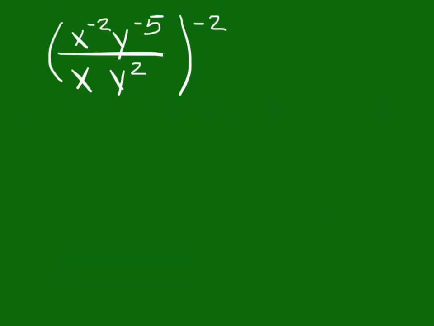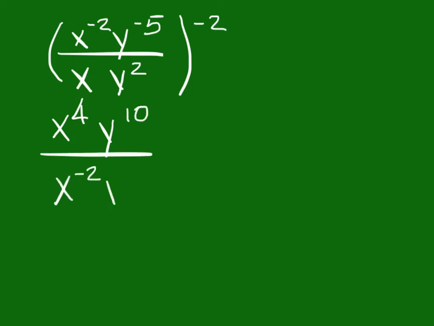Example 2. The quantity to the negative 2 power of x to the negative 2, y to the negative 5th over x, y squared. Multiply through by the negative 2 and come up with x to the positive 4th, y to the positive 10th. On the bottom it's x to the negative 2, y to the negative 4. Now simplify these where necessary. The top does not have to move. X to the 4th and then y to the 10th.